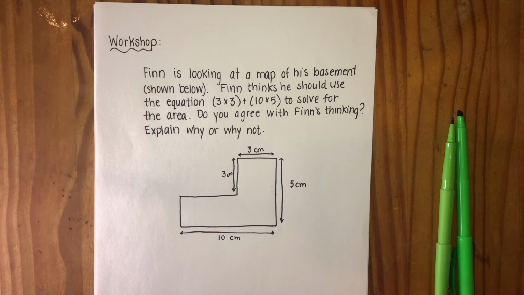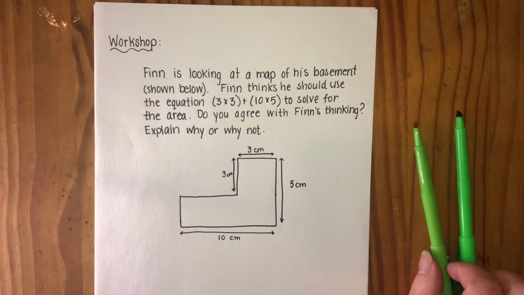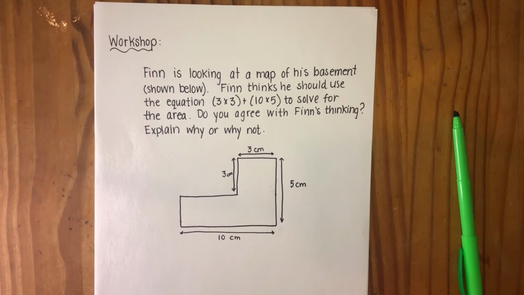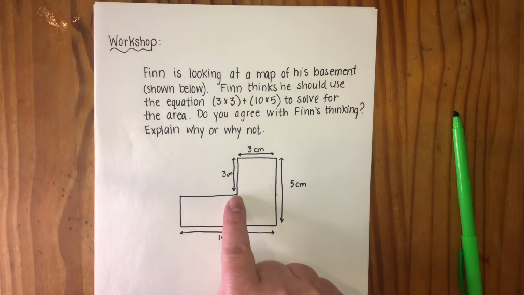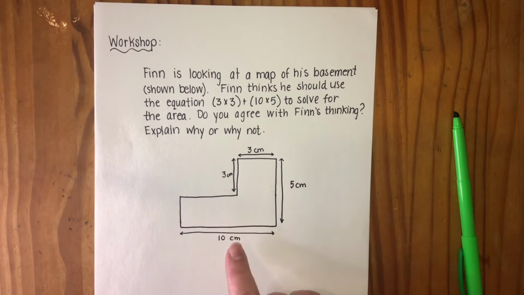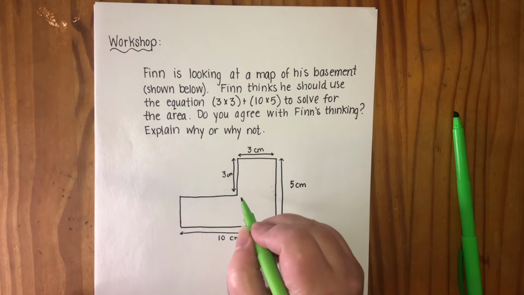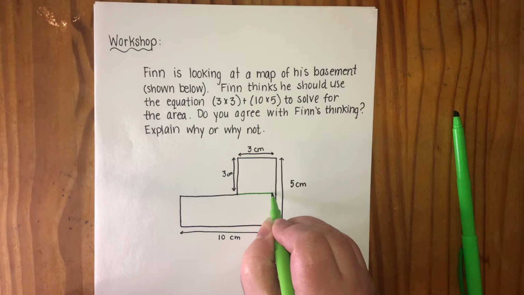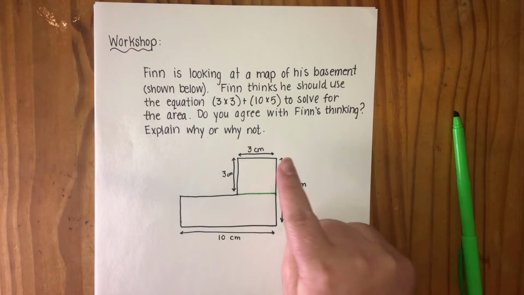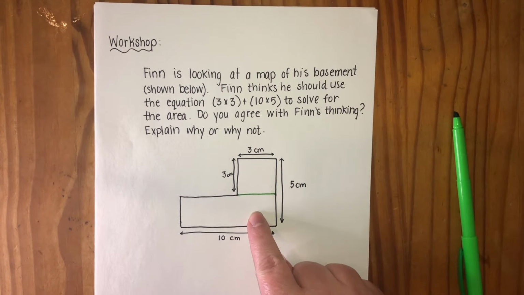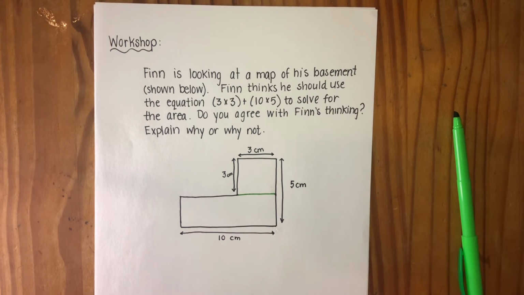I heard some scholars say that we should partition this irregular figure into 2 rectangles by drawing a line from the inside corner down to the 5, across to the 5 centimeter line, to make 2 rectangles. Great work. What can we do next to solve the problem? Say it out loud.